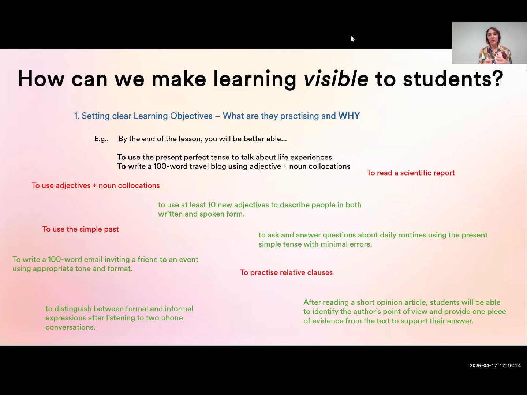So what we're doing here is really telling them what the language point is that they're learning, for example, the present perfect or adjective noun collocations. But why are they learning this? How is this going to help them in their real life? I think this is a key part of phrasing learning objectives, because if you imagine asking a proficient speaker, someone who has learned English from birth, so they've not necessarily learned the grammar in the way a second language learner does, they probably won't even know what simple past is.